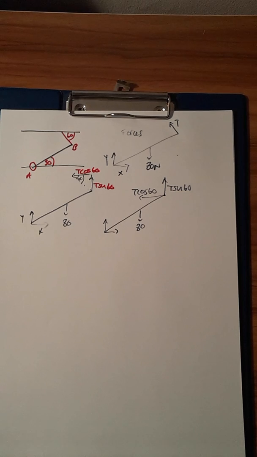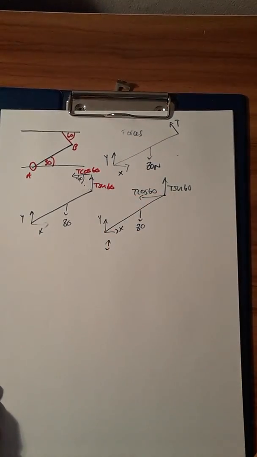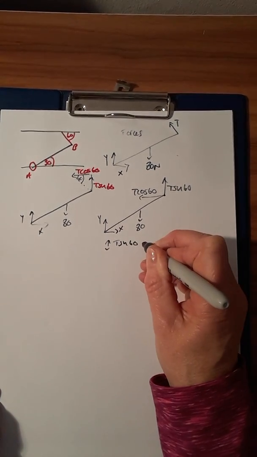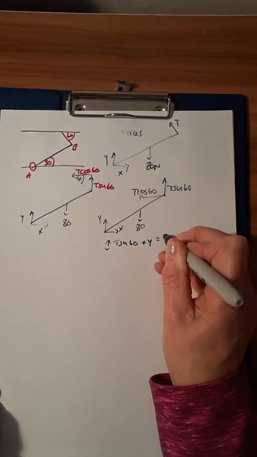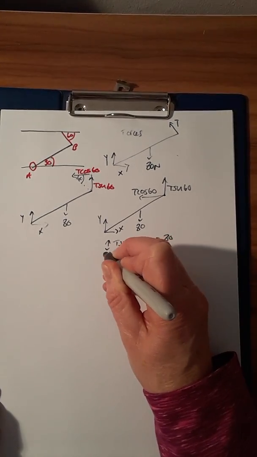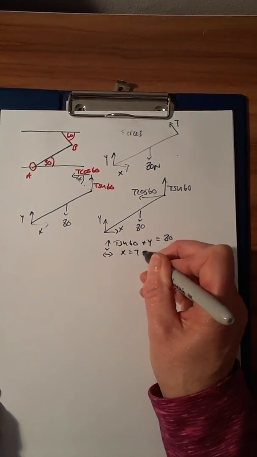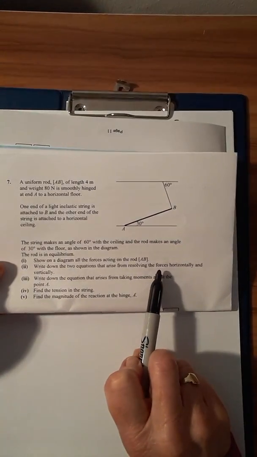Okay, the rod, it says, is in equilibrium. If it's in equilibrium, it means that the up and down forces are equal. So I'm going to say that my up force is T sine 60 plus Y, which is another up force, is equal to the down force, which is 80. And my left and right forces must be equal. So that means that X is equal to T cos 60. Okay, so these are the 2 equations that arise from resolving the forces.